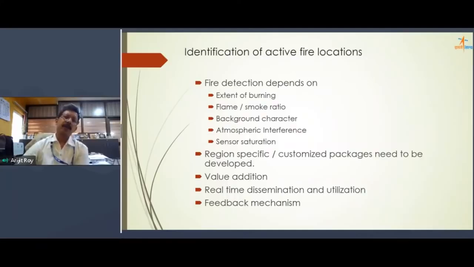So identification of active fires depends on the extent of burning, how much area is burning, because if it's a 1 kilometer pixel, there should be a significant amount of area burning to pick up the thermal signature. Then the flame or smoke ratio, background characteristics, atmospheric interference, and sensor saturation. And this entire thing is region specific, because the algorithm developed for, say, the US need not work in India or in Africa. Then you have the value additions, the real-time dissemination, utilization, and the feedback mechanisms.